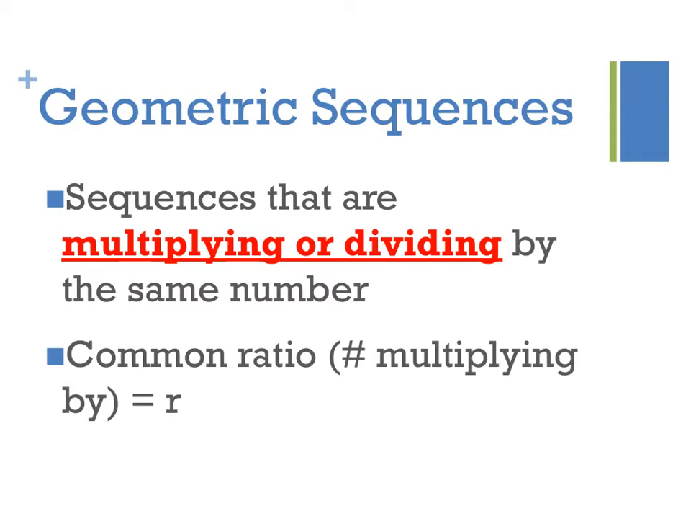So remember, an arithmetic sequence is adding or subtracting by the same value. A geometric sequence is defined by multiplying or dividing by the same number. We call this the common ratio instead of the common difference, and we use the letter r instead of d.